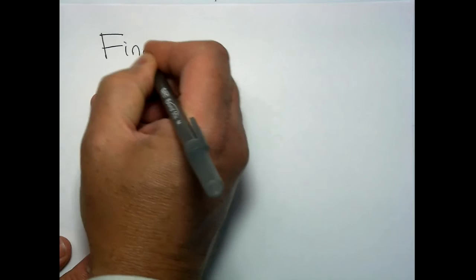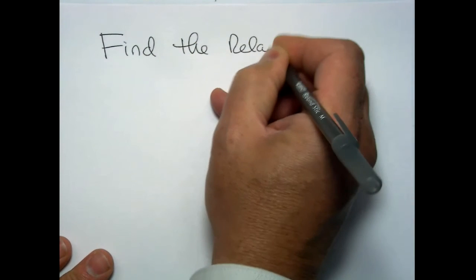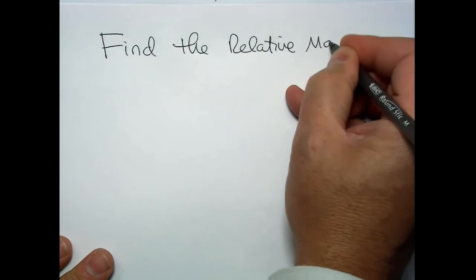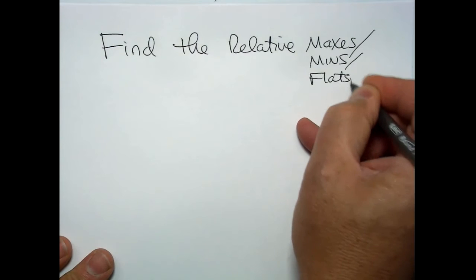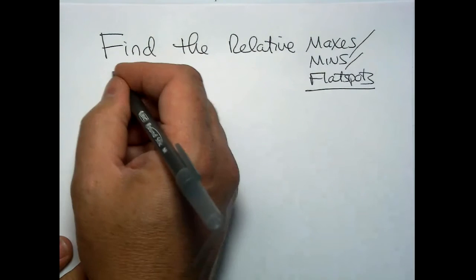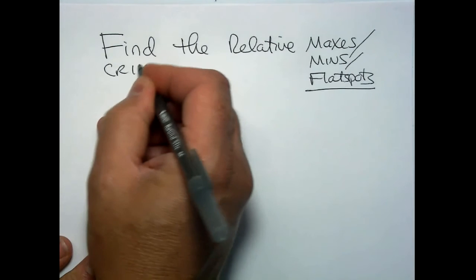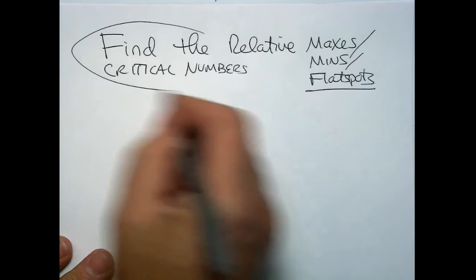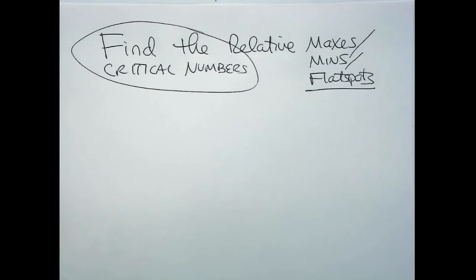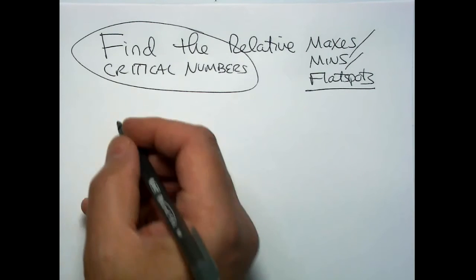So let's do this. Let's find the relative maxes and mins. Oh, I guess unfortunately we're going to pick up flat spots when we do this too. Really, I should say, let's find the critical numbers. When you find the critical numbers, you're going to be finding all of this stuff. So flat spots come as a side effect. It's unavoidable when you set f prime to 0. So let's do it for this function.